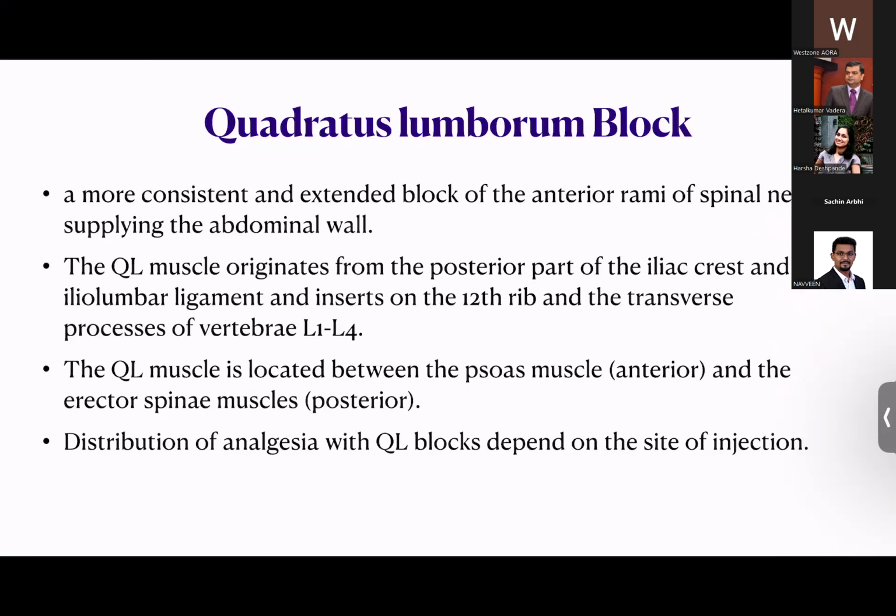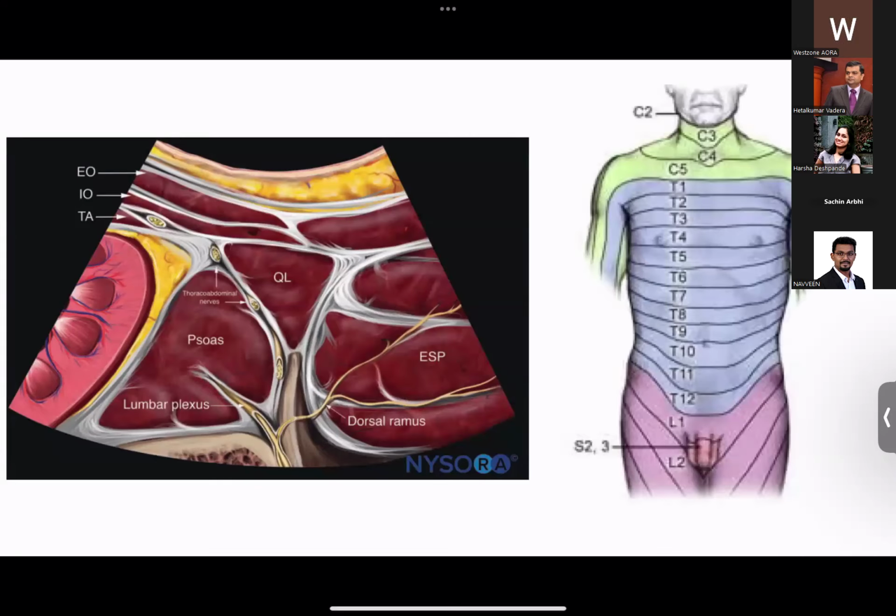Now we come to quadratus lumborum block. The QL block is a more consistent and extended block of the anterior rami of spinal nerves supplying the abdominal wall. It is located between the psoas major muscle anteriorly and the erector spinae muscle posteriorly, and its distribution depends on the site of injection. There are three QL blocks: lateral QL or the QL1, posterior QL, and the transmuscular or the anterior QL.